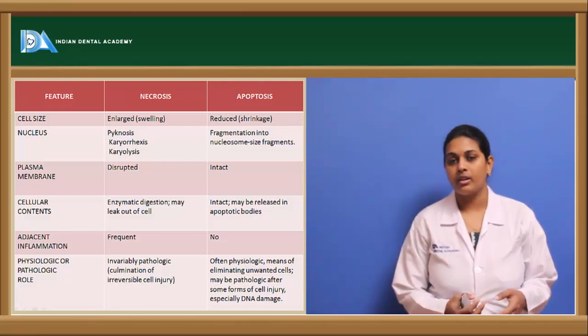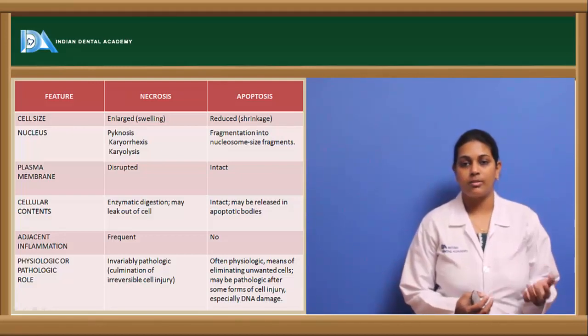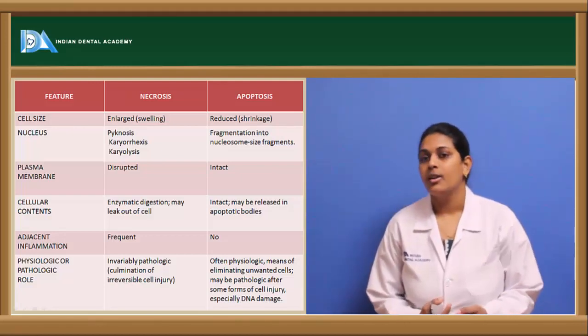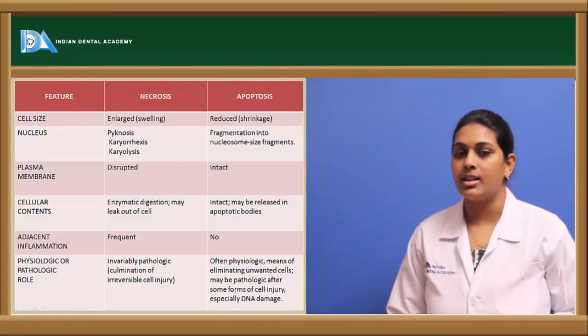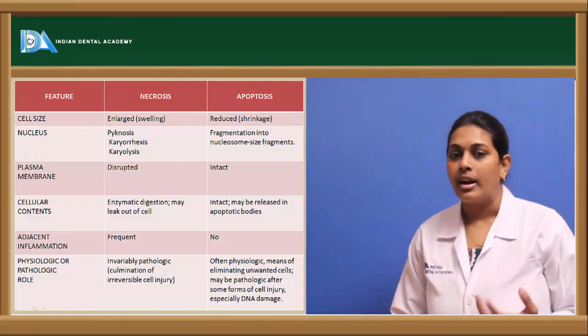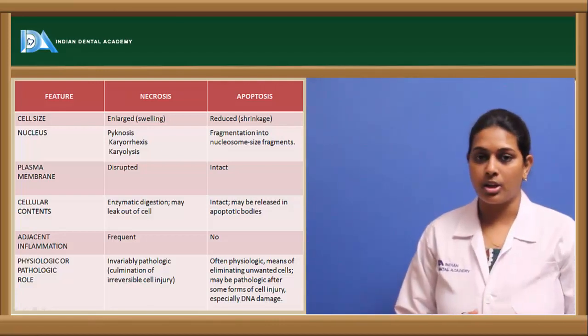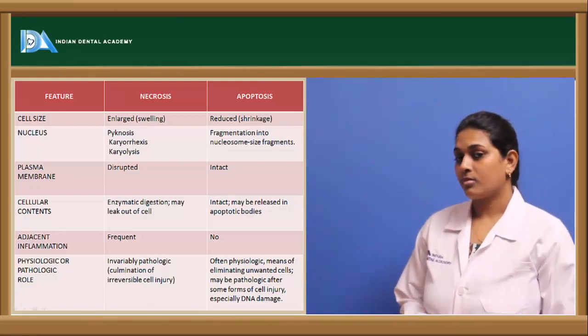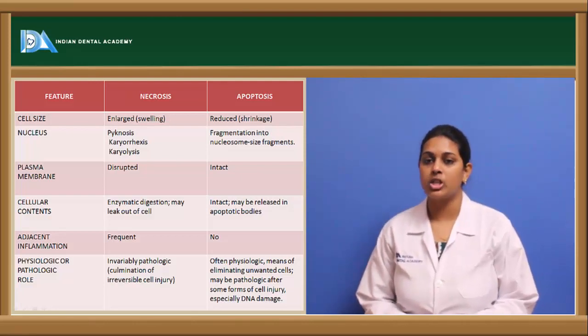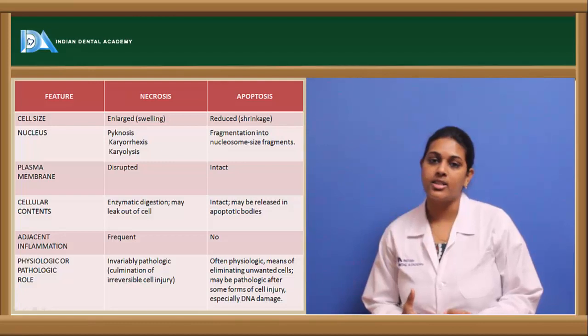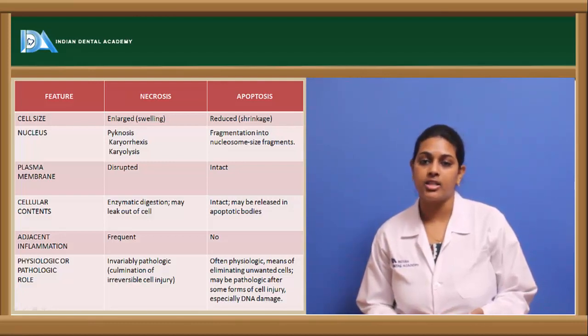So coming to the difference between necrosis and apoptosis in the plasma membrane, in necrosis the plasma membrane is disrupted, completely damaged, whereas in apoptosis we see an intact plasma membrane. Coming to the cellular contents, in necrosis we see enzymatic digestion because of the lysosomal enzymes, and because of the digestion of the cellular contents, there will be leakage of the cellular contents out of the cell.